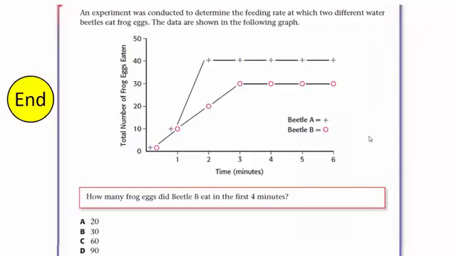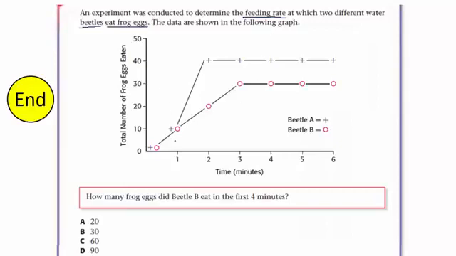All right, here we go. An experiment was conducted to determine the feeding rate. Let's see, feeding rate. What does that mean? How fast something eats? I think that's probably a fair guess. At which two different water beetles eat frog eggs. The data are shown in the following graphs.